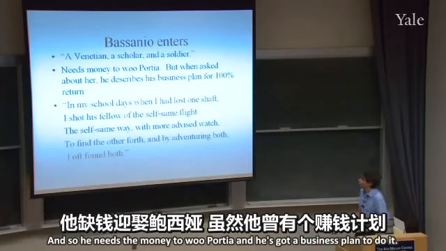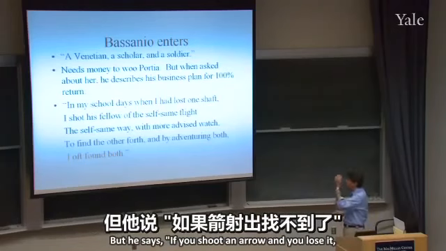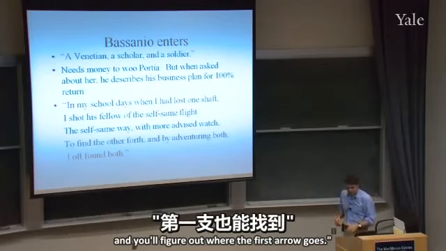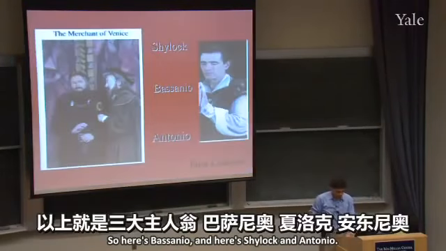He needs the money to woo Portia, and he's got a business plan to do it. He's tried wooing her before, and it's come to nothing, and he's lost his money. But he says, if you shoot an arrow and you lose it, shoot an arrow again the same way, and then follow the second arrow more closely, and you'll figure out where the first arrow goes. So he's a man on a business venture with a business plan. So here's Bassanio, and here's Shylock and Antonio.